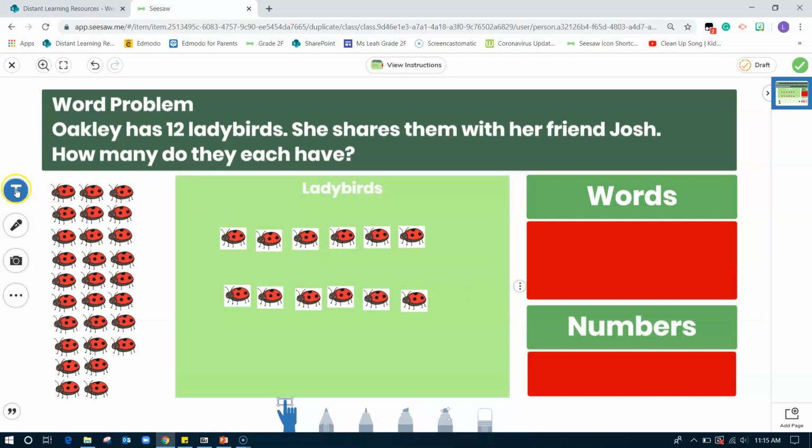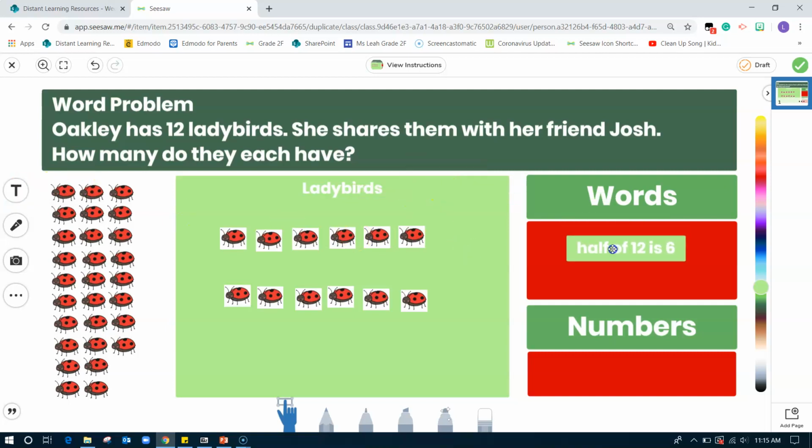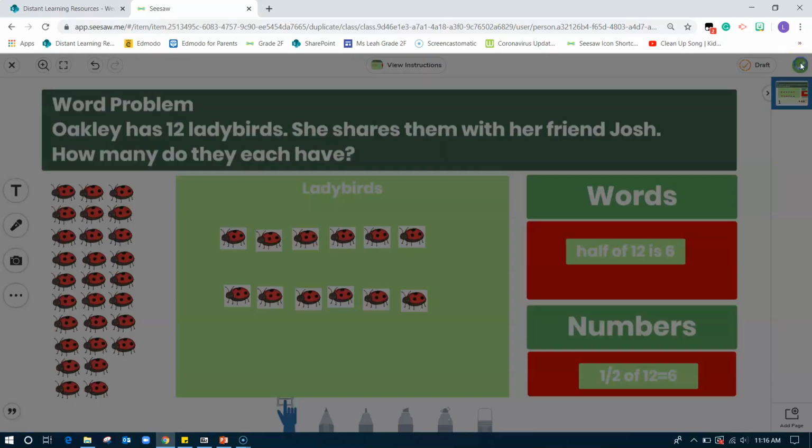So I'm going to label this in words using my label tool. And I'm going to write half of 12 is 6. Then I'm going to write it in numbers. Half of 12 equals 6. And that's it. I'm going to click on my green check because I finished the activity.